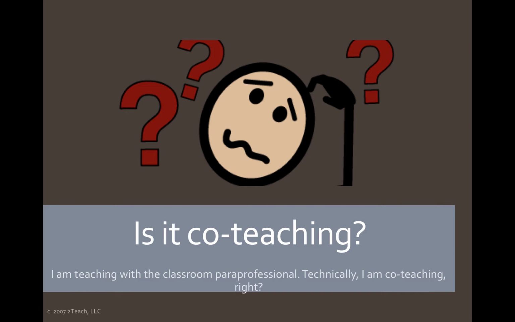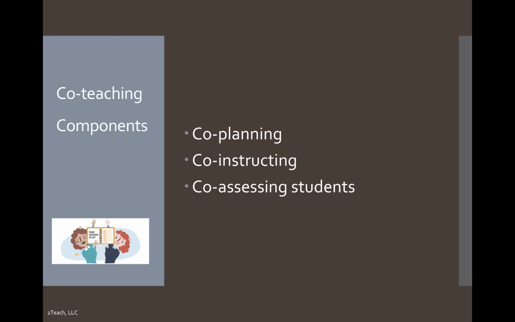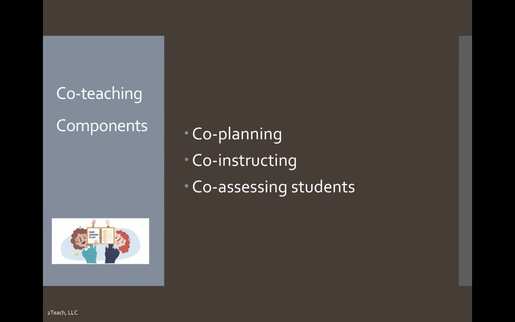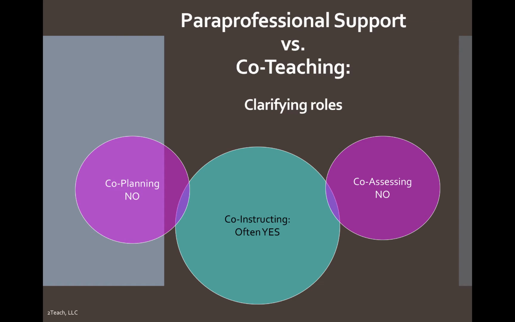So one of the questions that I'm often asked is the following: is it co-teaching? I'm teaching in the classroom with my paraprofessional, so technically I'm co-teaching, right? Well, let's look at the three components that make up co-teaching, okay? The three components include co-planning, co-instructing, and co-assessing students. However, I'm going to be very honest. Just because you are co-instructing with your paraprofessional, it does not mean that you are truly co-teaching, and here is why.